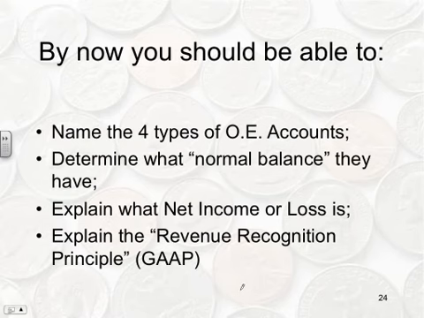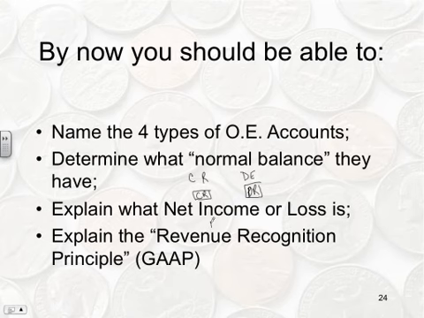By now, you should be able to name the 4 types of owner's equity accounts: capital, drawings, revenue, and expense. Determine what normal balances they have. Well, capital and revenue, oh, look at that. Capital and revenue have credit balances. That's the first time I've noticed that. And drawings and expenses have a debit balance. Isn't that interesting?